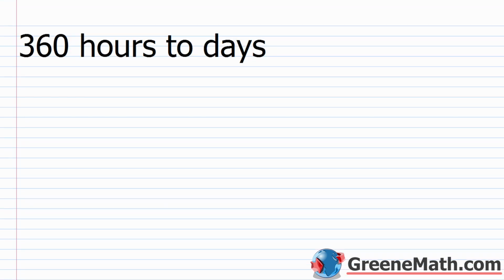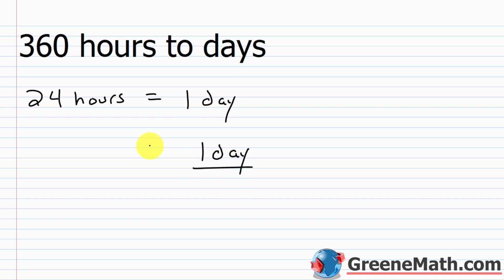All right, let's take a look at another one. We have 360 hours to days. A lot of us do know the relationship between hours and days because it's something we use all the time. So we know that 24 hours is equal to 1 day. If I want to go from hours to days, then my unit fraction will have 1 day in the numerator and 24 hours in the denominator.